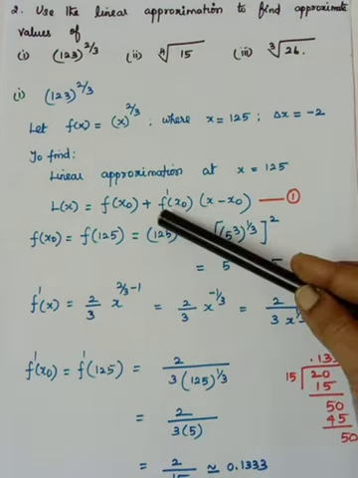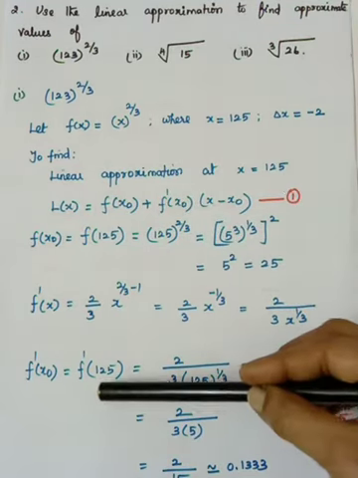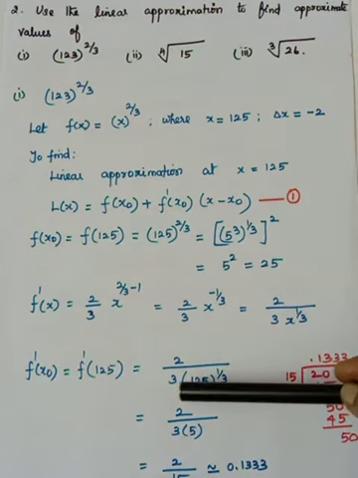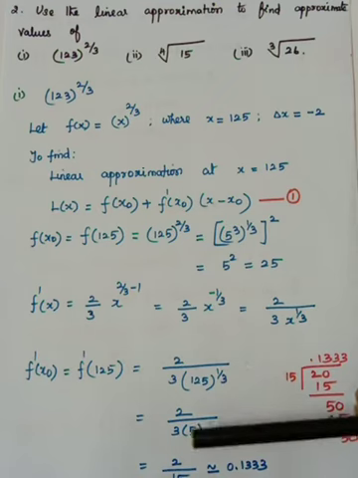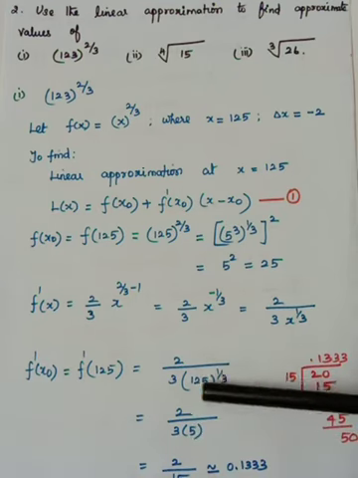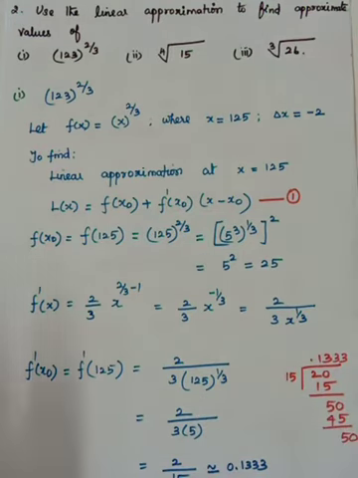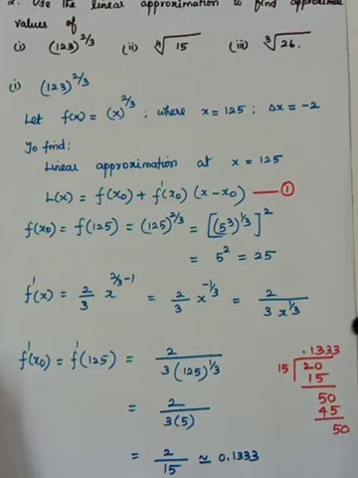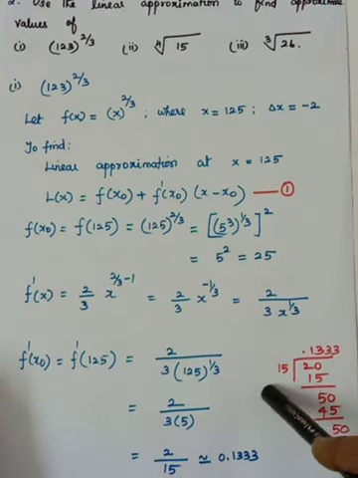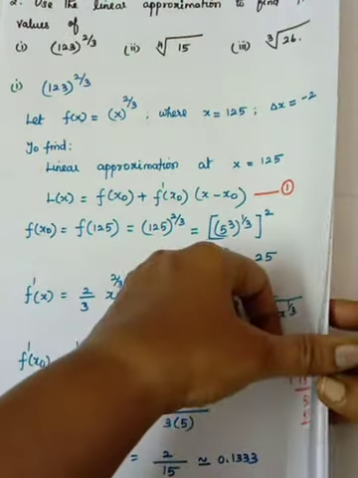Now what is asked? f dash of x naught. What is your x naught? 125. So f dash of 125 is equal to 2 by 3 into 125 to the power 1 by 3. 125 can be written as 5 cube, so the power gets cancelled and you will get the answer as 5. So 2 by 15. Okay, so you have to do the calculation: 2 divided by 15. The approximated value is 0.133. And you have to go for the division.